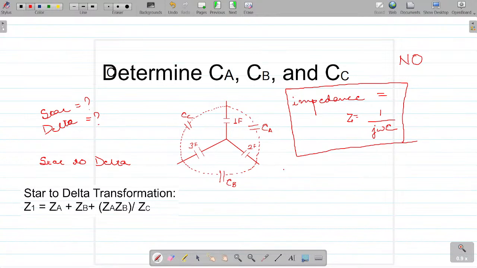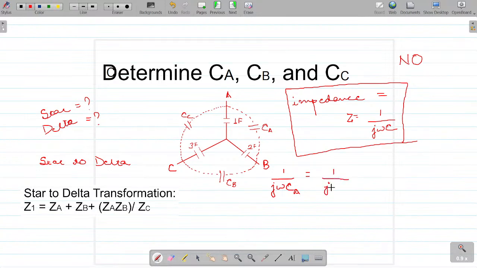Can I write it to be 1 upon j omega CA? Can I write it to be this? Because we're given formulas based on impedance, right? I'm noting this one to be A, this one to be B, and this one to be C. Okay? Now tell me, for CA, what will I write? This plus this. So this should be 1. What is the impedance here?